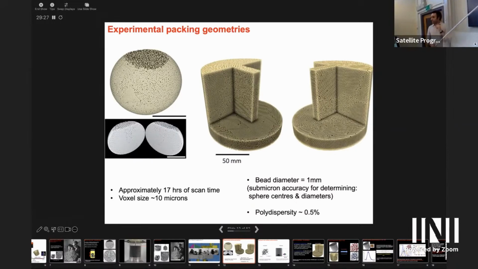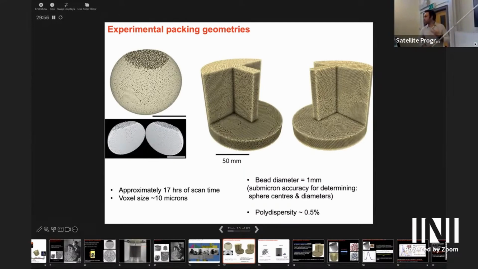beads. And slightly less accurate would be measuring the radii of the bead, because you have to deal with the surfaces rather than the volumes, but still you have nanoscale accuracy in determining exactly where the centers are, what the radii are, okay? So this is just two snapshots of two packing geometries that we had, so spherical and cylindrical.